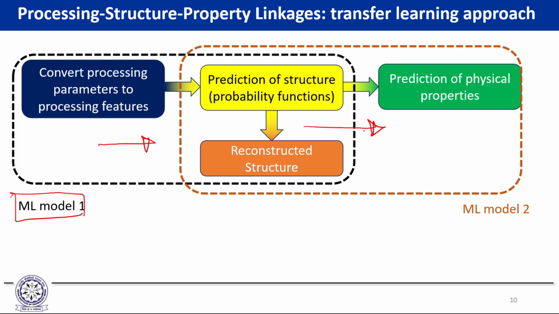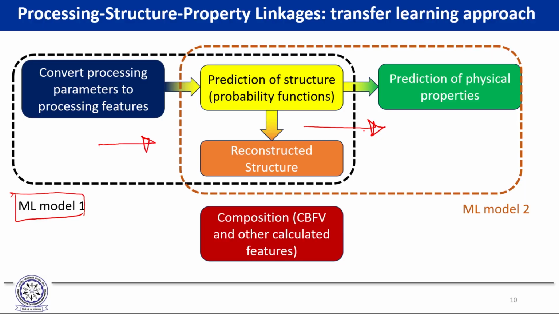Now, when you actually develop the processing structure property linkages, it is always a good practice if you can simultaneously include the composition as well, because in addition to the structure, the composition of the material also matters in terms of the properties that the material has. So you will understand that the composition, which can be featureized using composition based feature vectors or other calculated features like, let's say, the thermodynamic features, for example. So once you have this composition featureized properly, you can combine it with the processing parameters in order to get a better prediction of the structure and hence a better prediction of the properties.